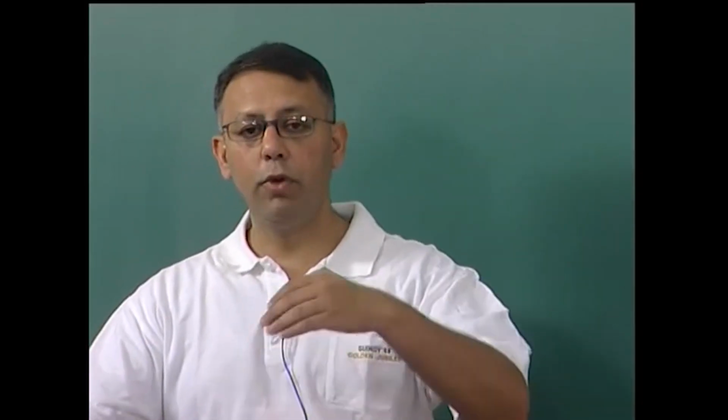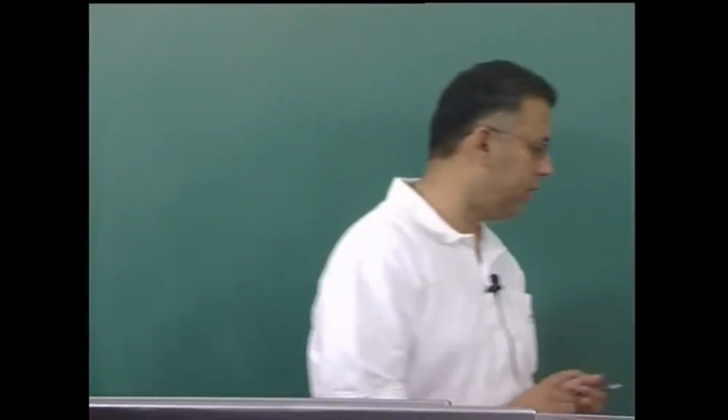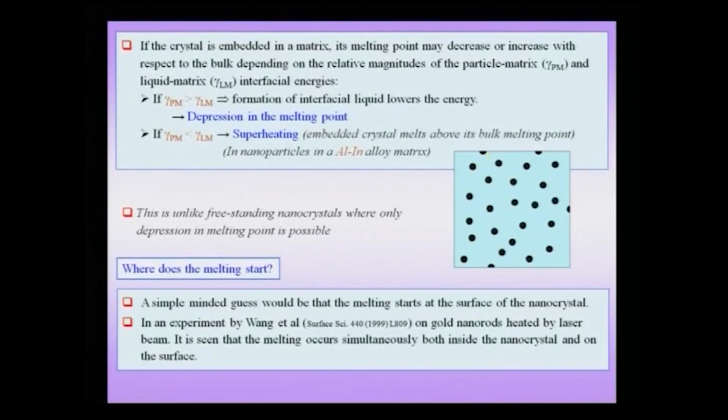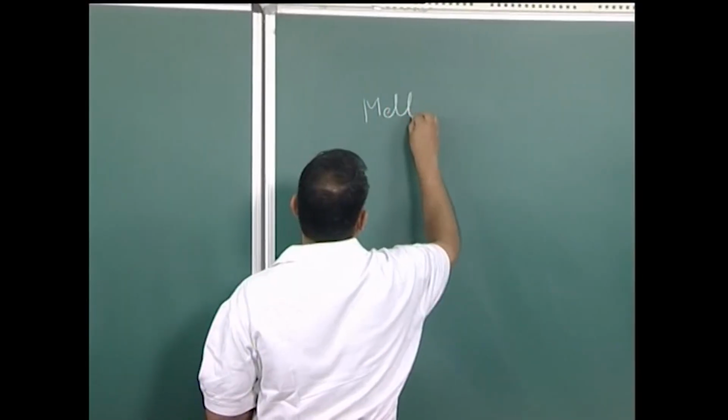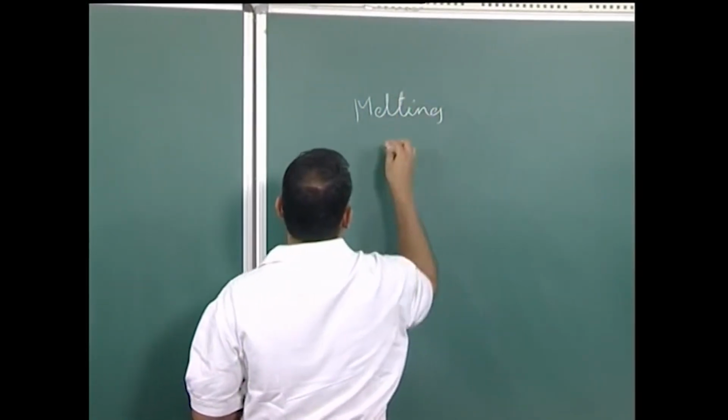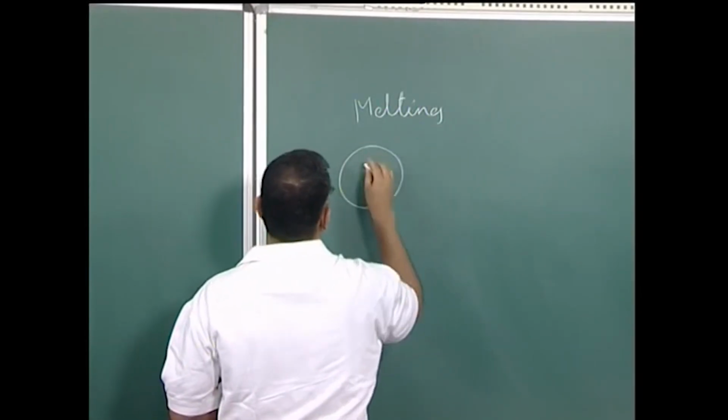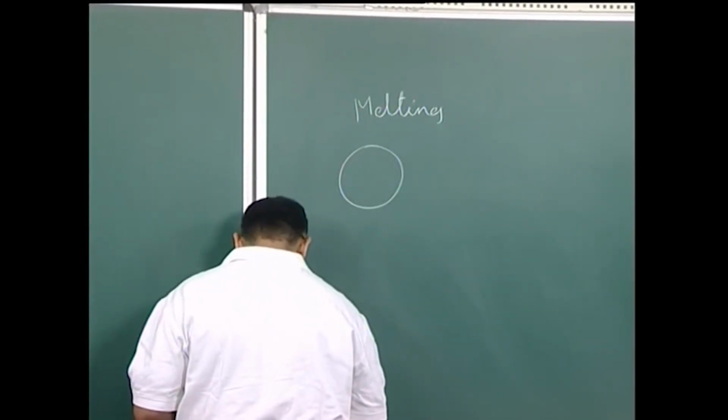Now, the obvious question which arises is: is the surface melting first, and therefore the next layer becomes a surface, and then the next layer becomes a surface, so that there is a continuous melting from outward to inward? There are two possibilities. So, let me write down the scenario of melting. There is one possibility that the surface actually melts first.